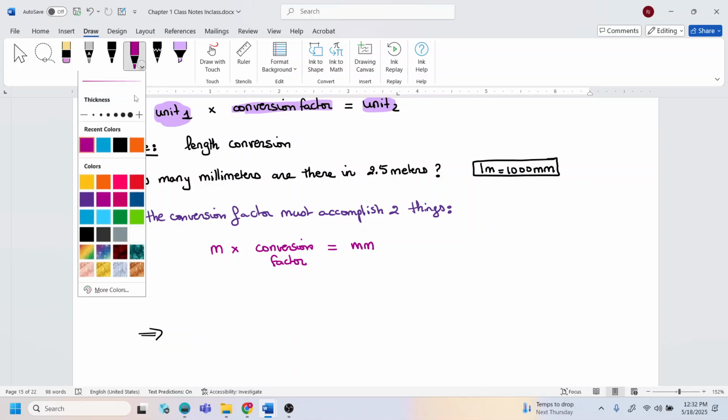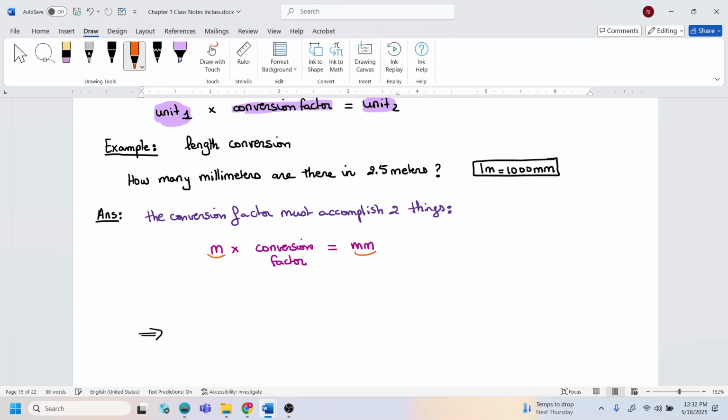The first thing is that it must cancel. In this example, I'm changing meters to millimeters, right? So the conversion factor must cancel the meters, and at the same time, it must introduce the millimeters so that my answer is in millimeters. So let's have an example. How many millimeters are there in 2.5 meters? It's given that 1 meter is 1,000 millimeters.